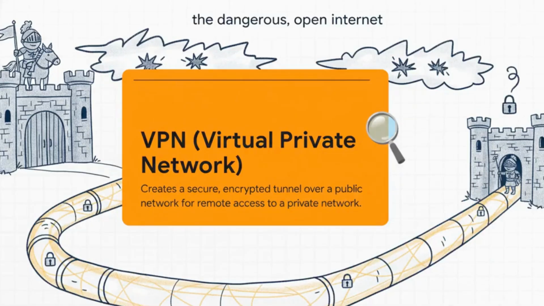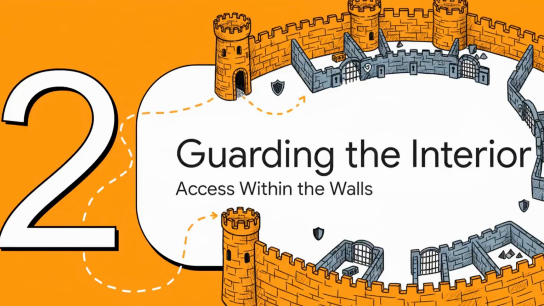But what about your own trusted knights who are out in the field? How do they get back inside the castle safely? Well, that's exactly what a VPN is for. It creates a totally private, encrypted tunnel that cuts right through the dangerous open internet. It's like a secret passage that only your trusted allies know about, letting them bypass the main gate and get inside securely. Okay, so our perimeter is feeling pretty solid, but we're not done, not even close.